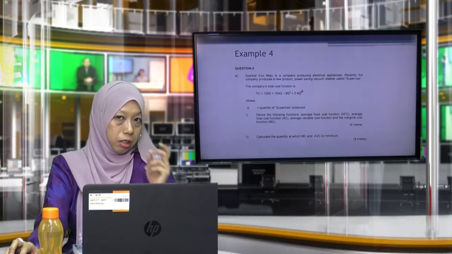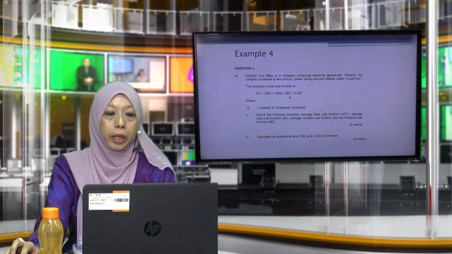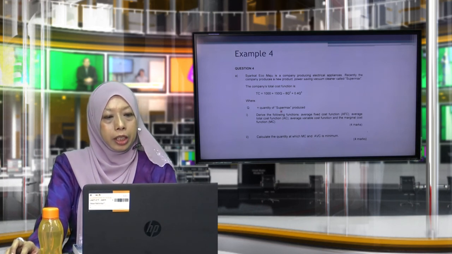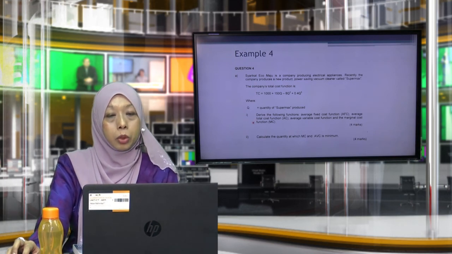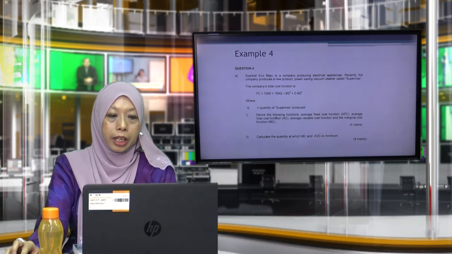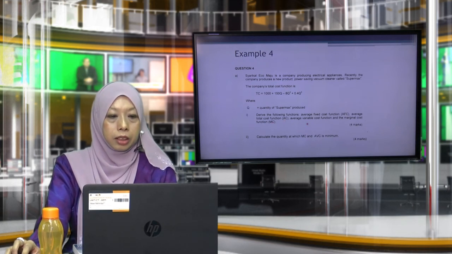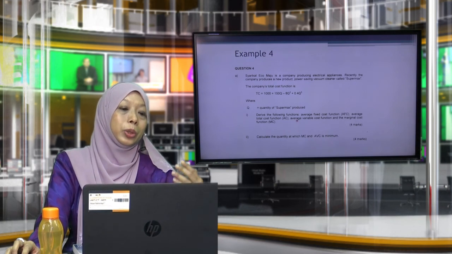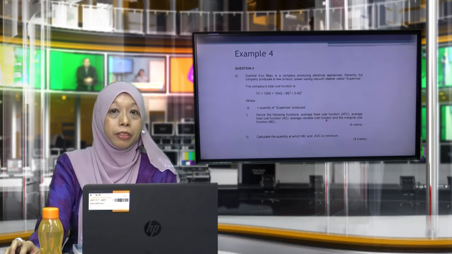Now, this company's total cost is 1000 plus 150Q minus 8Q squared plus 0.4Q to the power of 3. Q here represents the quantity of Supermax produced. So let's look at the question. You are required to derive the following functions: average fixed cost, average total cost, average variable cost, and also marginal cost. Notice that this question is very similar to example 3 that we did just now. So let us look at how we derive the different functions.